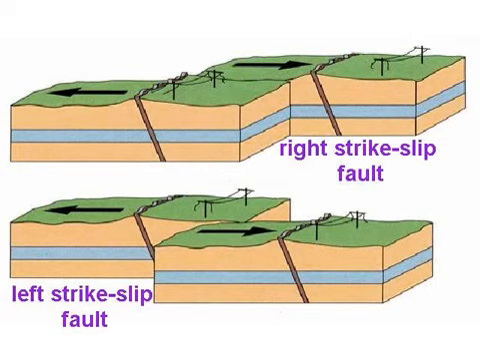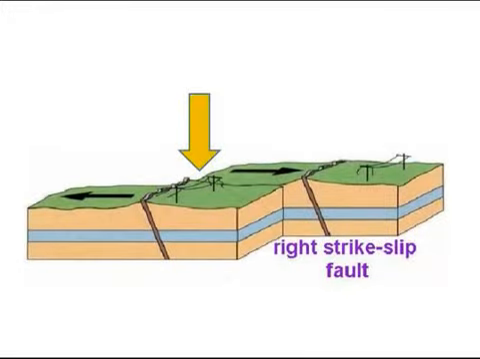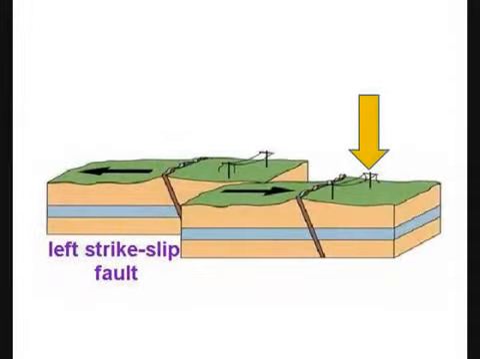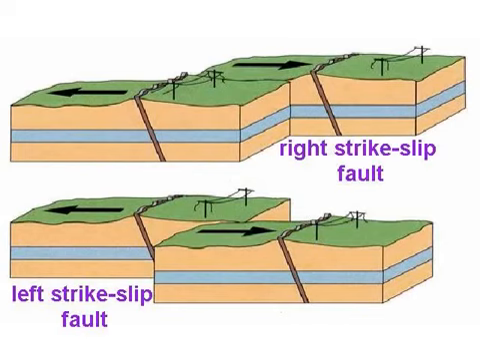So how do we tell the difference? Let's say you are standing next to this telephone pole on the slide. When you feel the earthquake, you look across the fault to the other side. If it all moves to the right, it is a right strike-slip fault. If everything moves to the left, it is called a left strike-slip fault. With left or right, it doesn't matter which side you are on. The movement will always be left or right relative to your position.